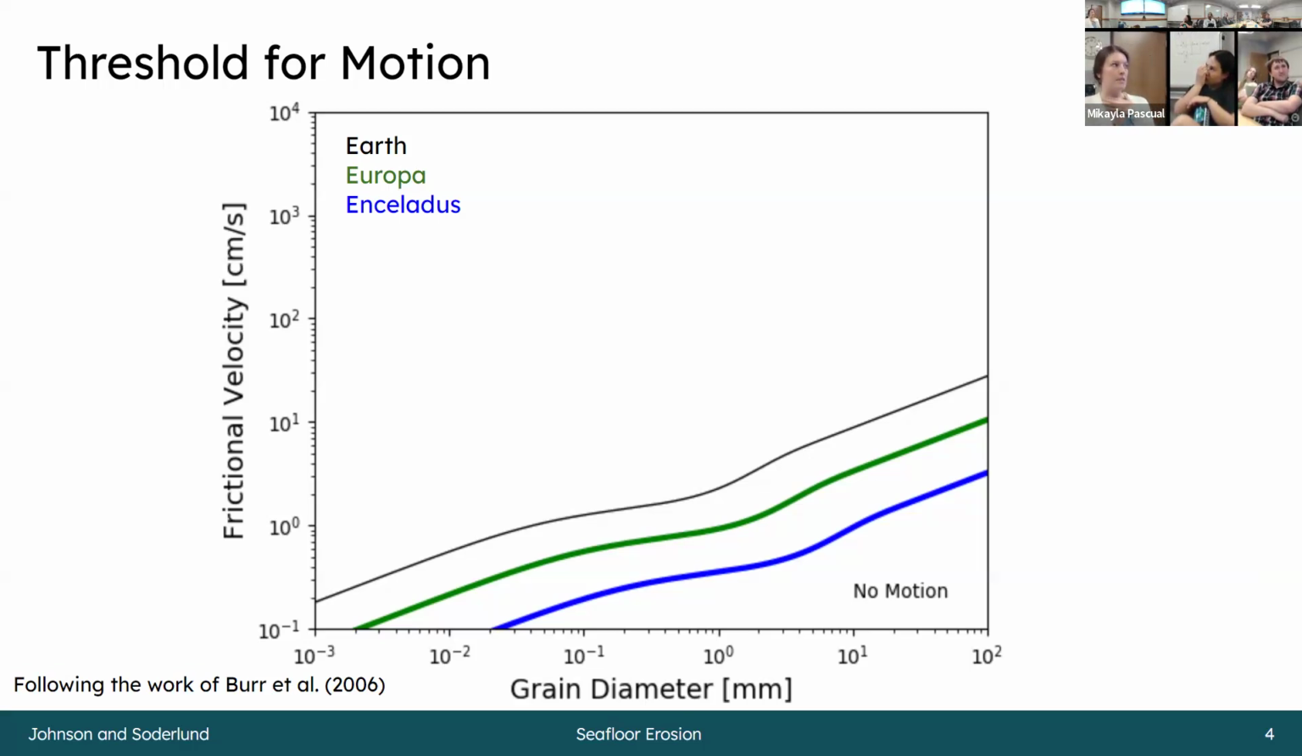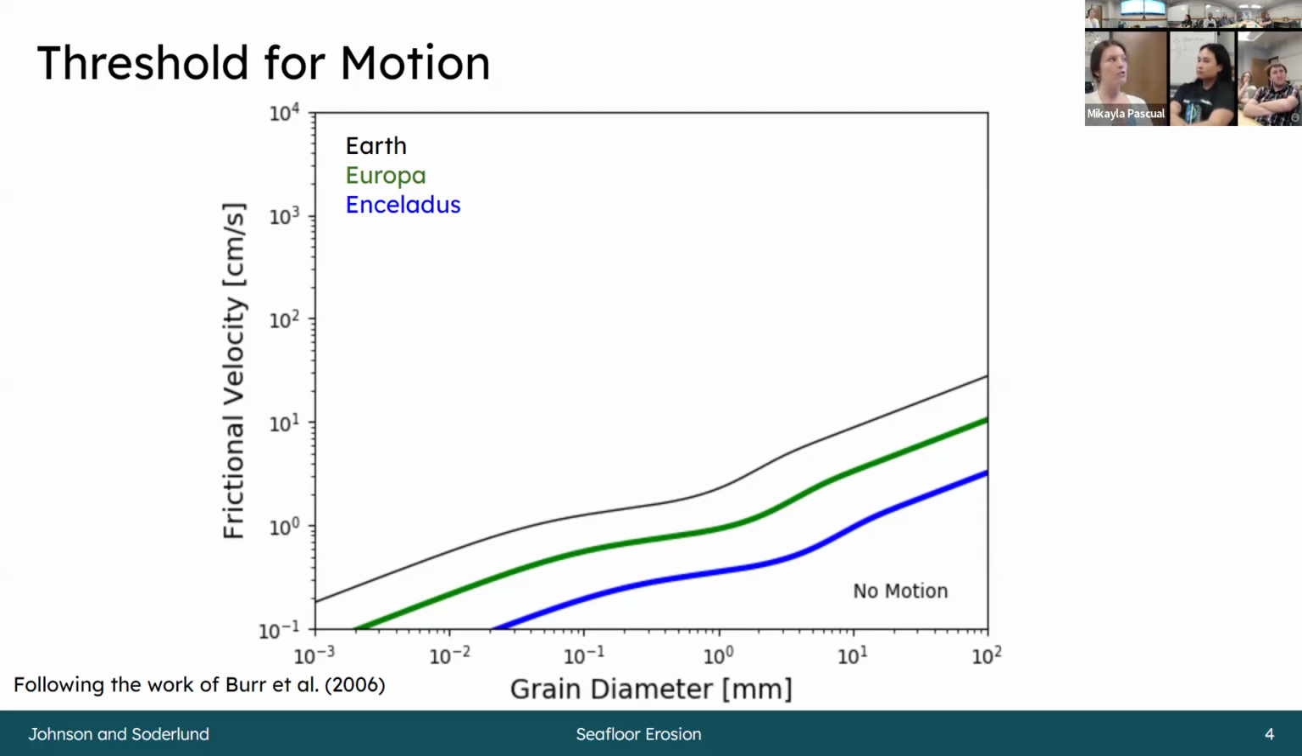And so we adapted that model to ocean worlds, to Europa and Enceladus. In this plot, I'm showing a measure of the velocity of the flow on the y-axis, and the size of the sediment on the x-axis. You can see the color bars there, and if you are above that line, your sediments of those size are able to be transported by flow of that speed. And if you are below it, no motion occurs.